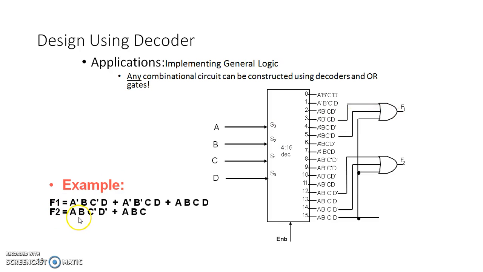Then the second function, they have given us 2 terms, but actually this is not in the standard form. When I convert this to the standard form, it will become ABCD dash plus ABCD. So I'll get 3 terms. Those 3 terms I've connected to F2. So F1 will work only for these 3 minterms. F2 will work for these 3 minterms. This is how we design using a decoder.